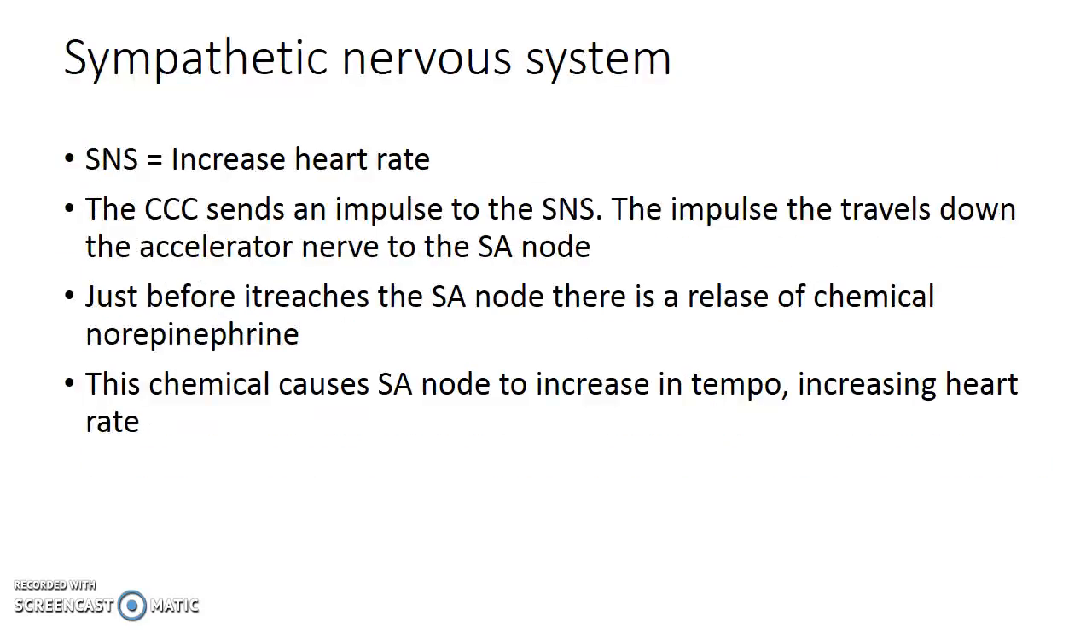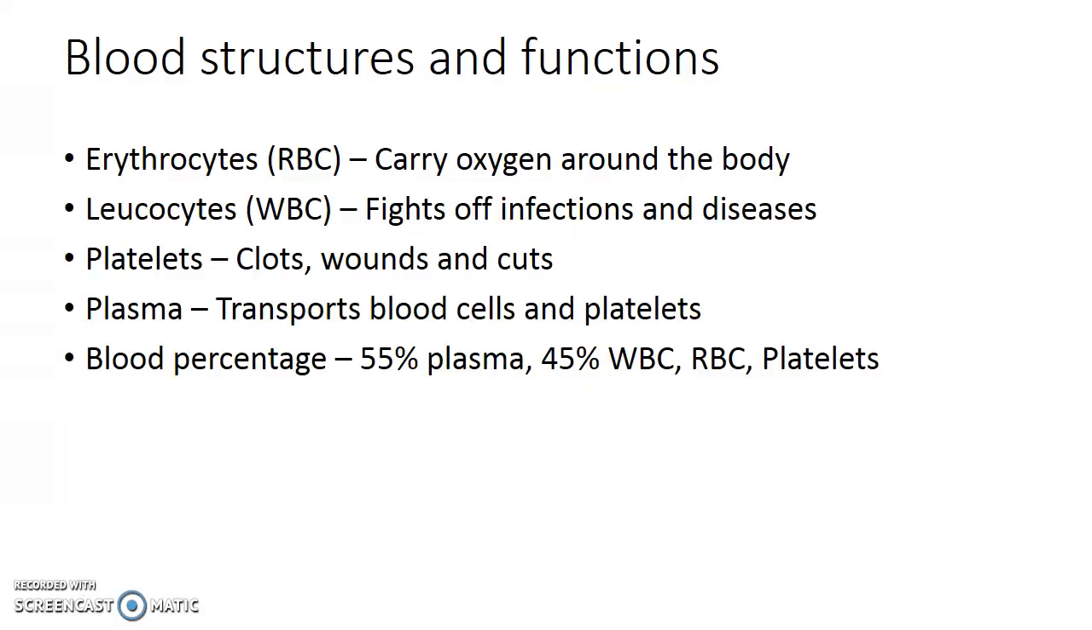So the sympathetic nervous system increases the heart rate. The cardiac control center sends an impulse to the sympathetic nervous system, and the impulse travels down the accelerator nerve to the SA node. Just before it reaches the SA node, there's a release of a chemical, norepinephrine, and this chemical causes the SA node to increase in tempo, increasing the heart rate.